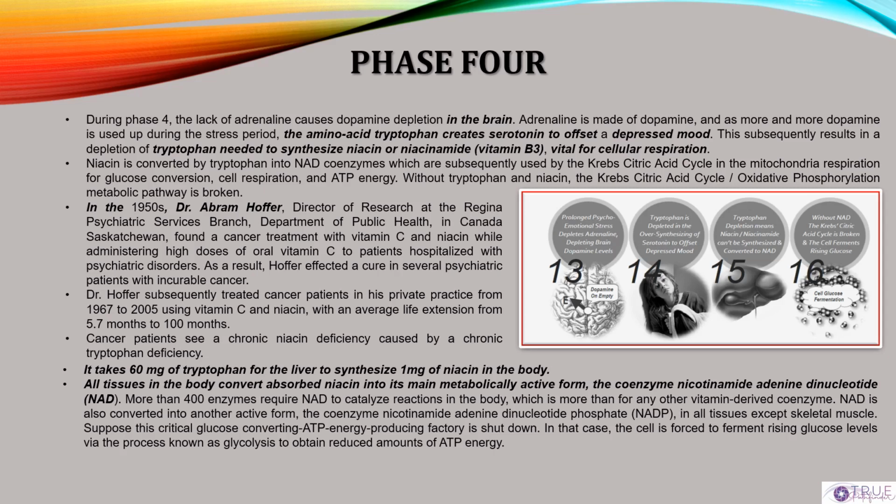Suppose this critical glucose-converting ATP energy-producing factory is shut down. What will happen? Well, we have discussed already what happens. The cell is then forced to ferment these rising glucose levels via the process known as glycolysis to produce much lower amounts of ATP energy.